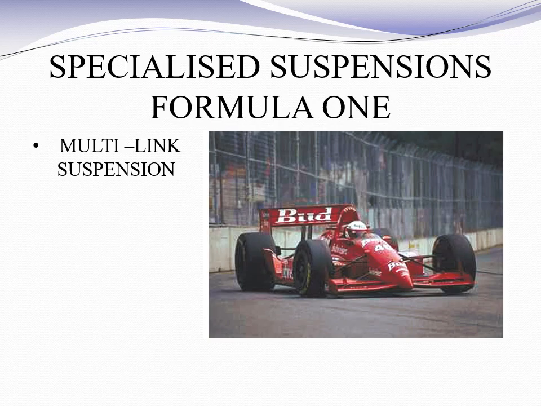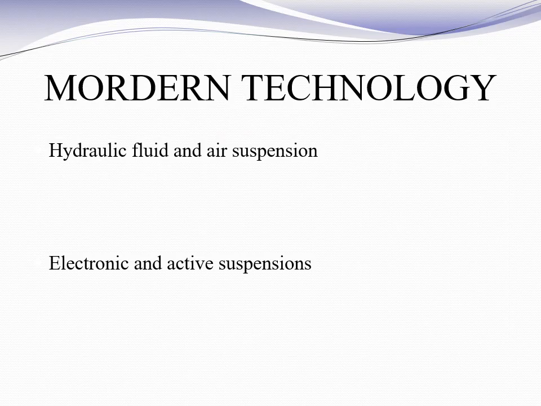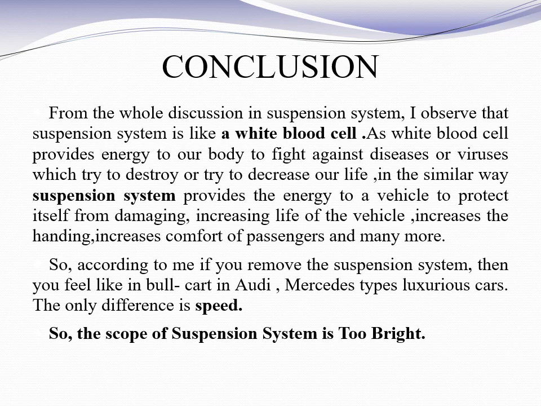Now special application, basically for Formula 1, multi-link suspension. Their suspension is a higher priority for the high speed Formula 1 racing car. Now modern technology that is used for suspension: hydraulic fluid, pneumatic or air suspension process, and electronic and active suspension process.